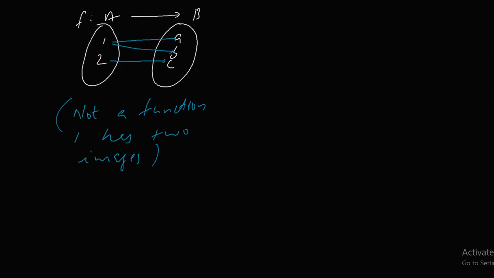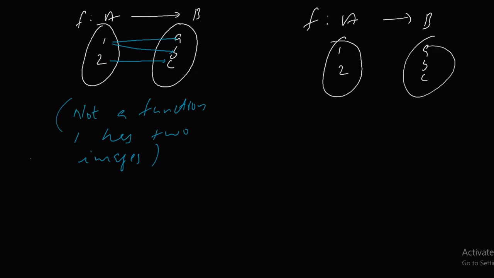This is one example, and I'll show you one more example, like f from A to B. Again, I'm going to take the same set {1, 2} here, and B is {a, b, c}. If I map only 2 to b, that's it, and I'm not going to give any mapping for 1, then we can say that this is not a function.